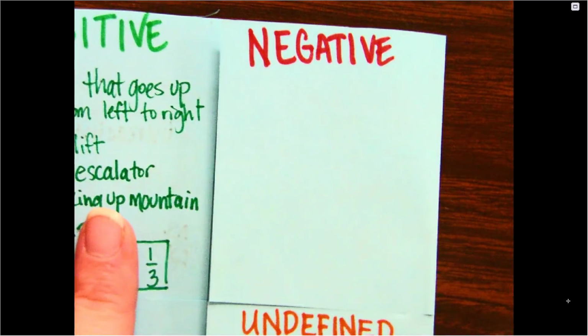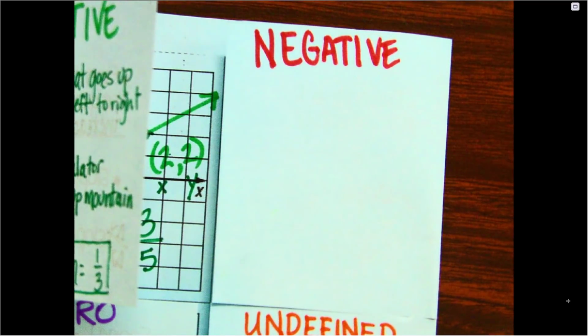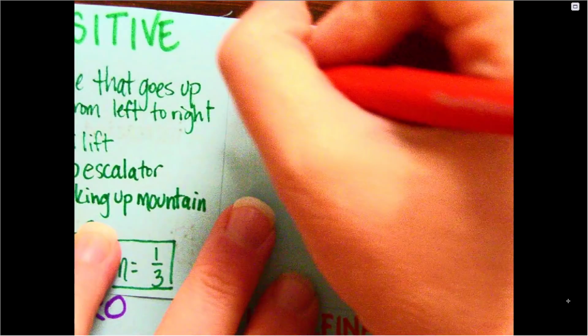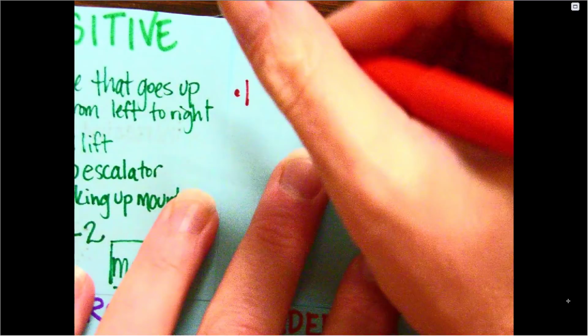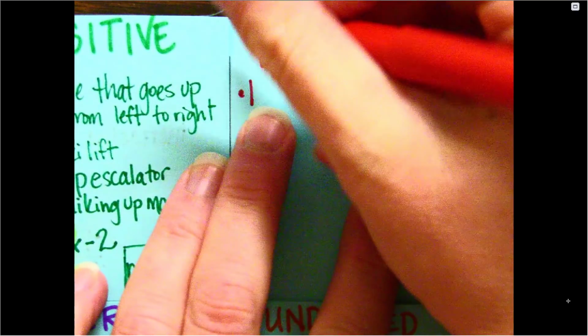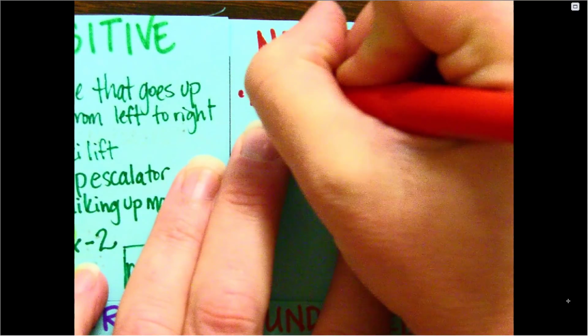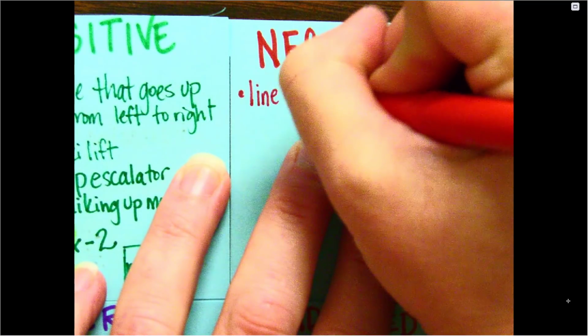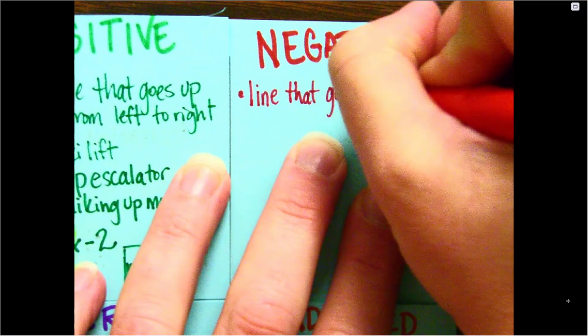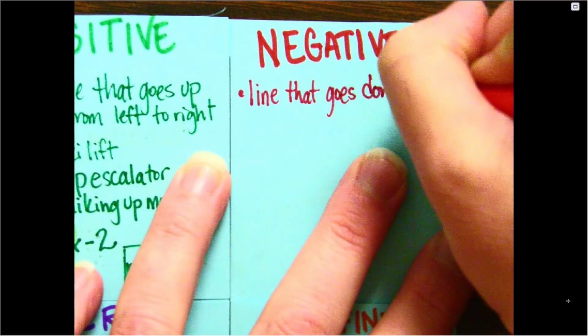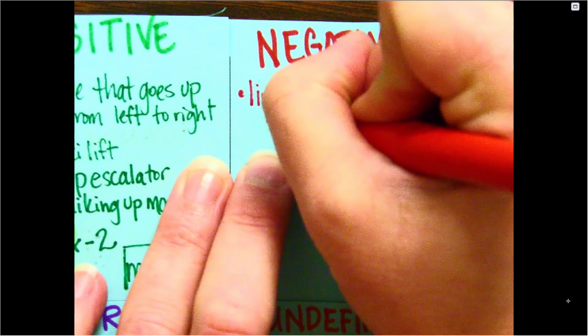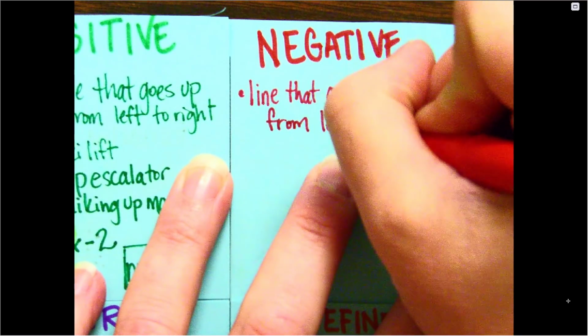Moving on to negative slope. So now you need your red pen. You're done with your green pen. Negative slope is going to be basically the inverse of positive slope. So it's going to be a line that goes down as I'm reading it from left to right.